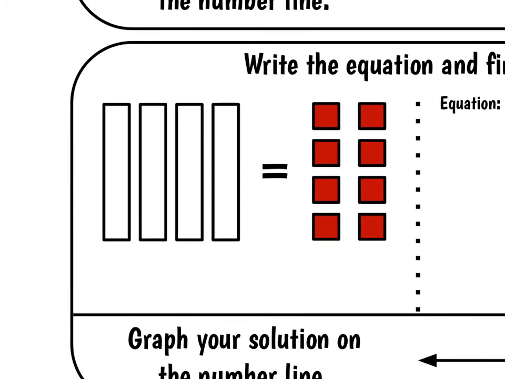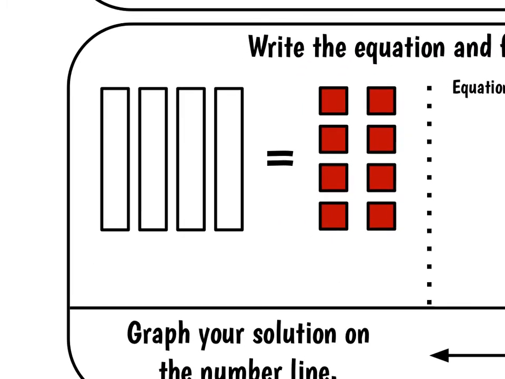So now let's do one with negative units. So we have 4 positive x's set equal to 8 negative units.